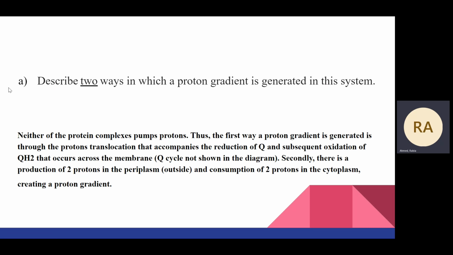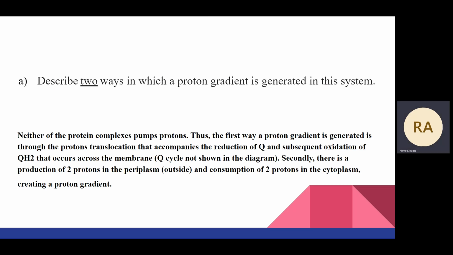So neither of the protein complexes pumps protons. Thus, the first way a proton gradient is generated is through the proton translocation that accompanies the reduction of Q and subsequent oxidation of QH2 that occurs across the membrane. The Q cycle is not shown in the diagram that I just showed you in the previous slide. Secondly, there is a production of 2 protons in the periplasm, which is outside, and consumption of 2 protons in the cytoplasm, creating a proton gradient.